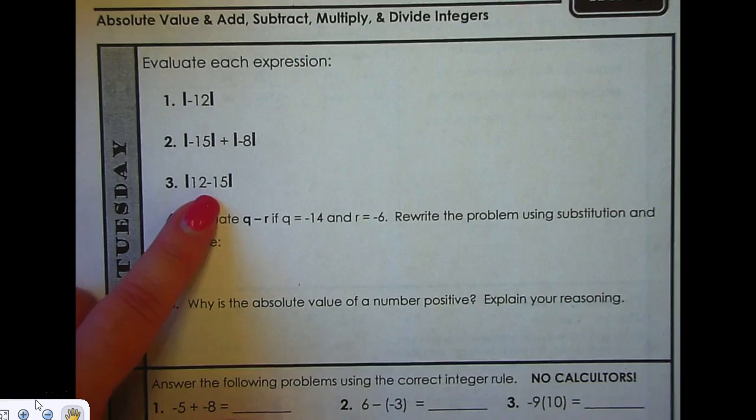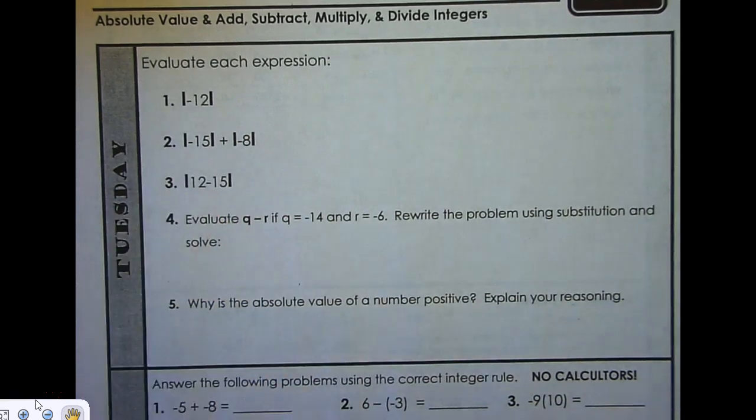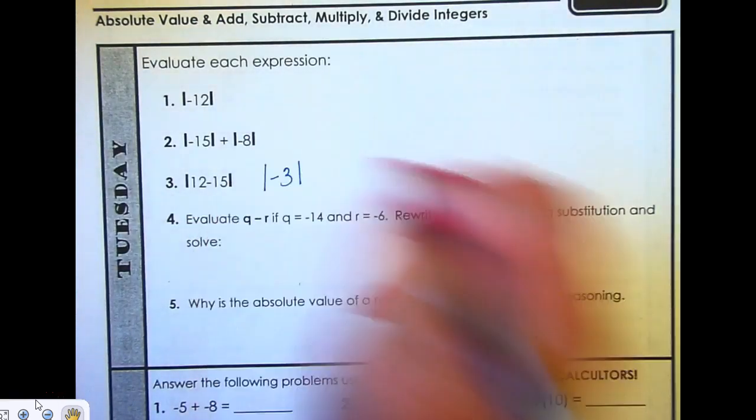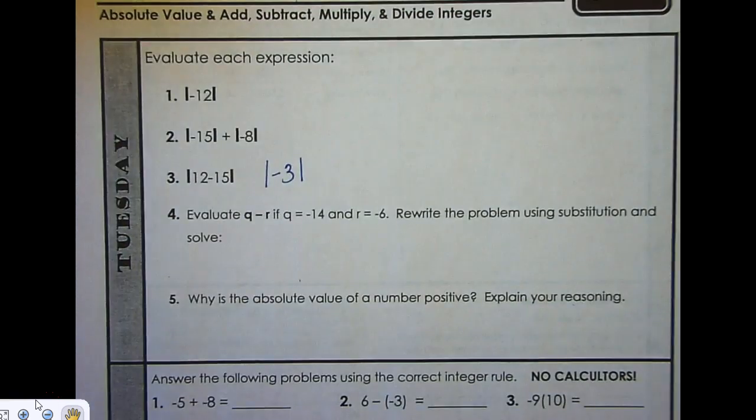Is that how I handle that problem, EJ? You do the absolute value, you get -3 from it, and then you do the absolute value. Yes, you've got to do the math inside the absolute value bars first. You have to do 12 minus 15 first. And then you're going to get the answer of what? -3. Then you have to find the absolute value of -3. And what is the absolute value of -3?